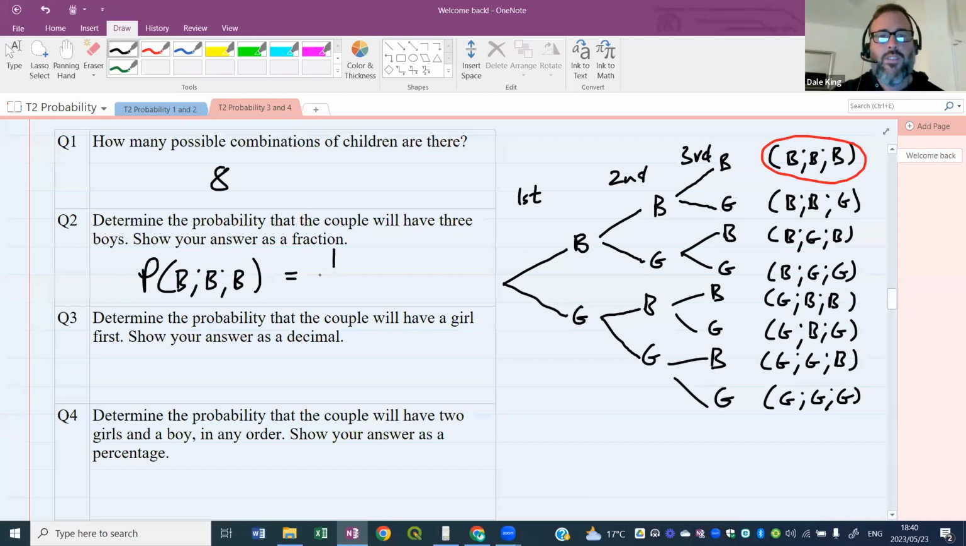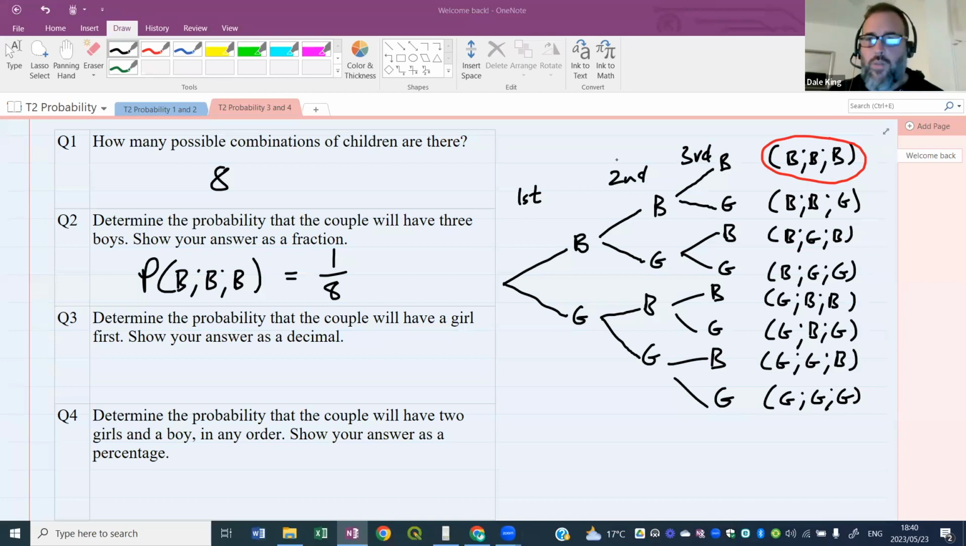Should we give it as a percentage? Do exactly what the question says. If they say fraction, you give a fraction. There we go. You can't simplify it. It's a fraction. That's done. Excellent. Thank you, young man. Good job.